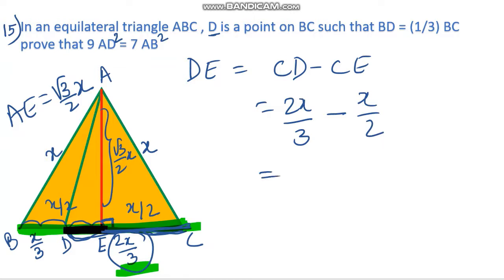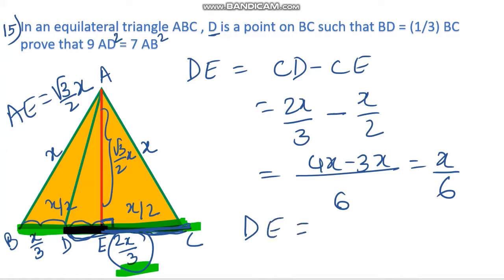So now see what we are going to get. The LCM is 6, so 4x minus 3x. So here it is equal to x by 6. So your DE is equal to x by 6. Now let us write the value of DE. Here we are getting x by 6. Now look, because see children, we need AD. So I am reaching here. Now you know DE, you know AE, and now you can find out AD square by Pythagoras theorem.